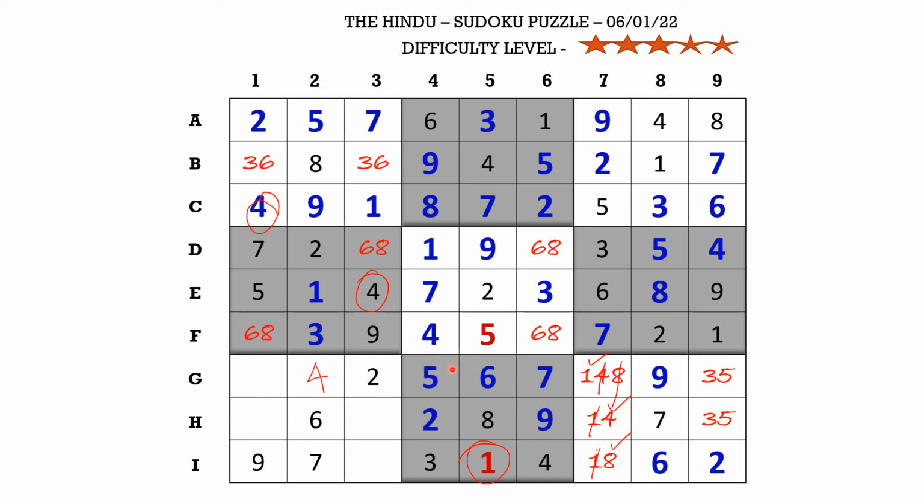In G row, there is a 5 which cancels out the 5 in G9. So G9 takes 3 and H9 takes 5. In G row, there is only one missing number and that is 8. In I row, the only missing number is 5. In H row, the missing numbers are 1 and 3. There is a 1 blocking here. So H3 takes 3 and H1 takes 1.